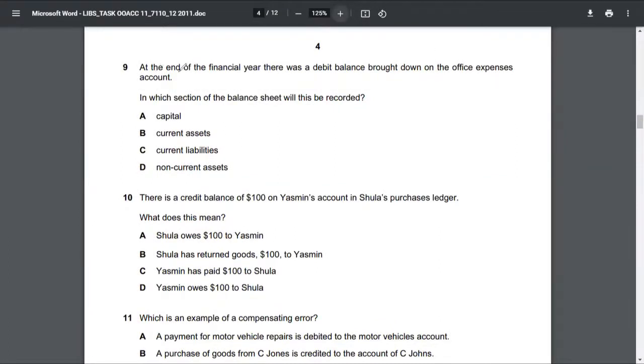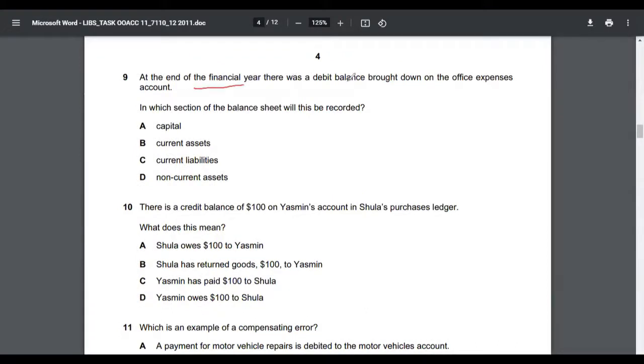Multiple choice 9. At the end of the financial year, there was a debit balance brought down on the office expenses account. So the office expense account had a balance brought forward on the debit side. In which section of the balance sheet will this be recorded? Not capital, because the capital section only records the share capital and the retained earnings. Current assets, yes, it would be current assets because it's on the debit side.